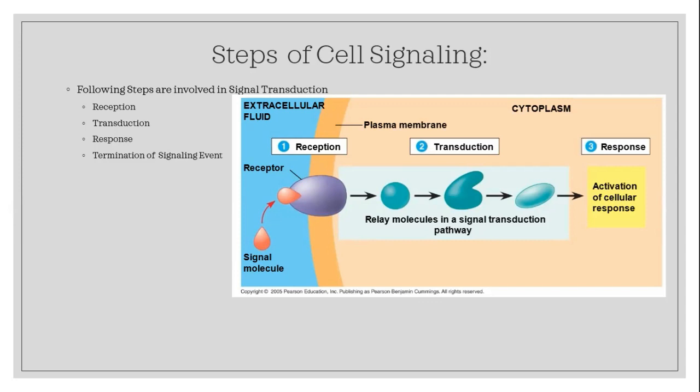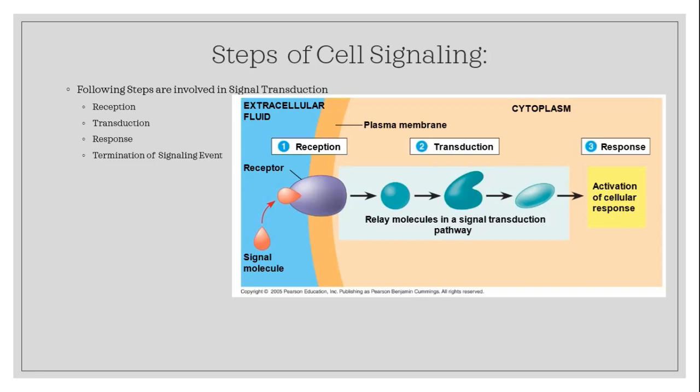This cellular response can be a change in gene expression. This can be a change in cell shape or a change in division pattern. This can be any response that depends on the cell signaling pathway. So there are three basic steps: reception, transduction, and response. Reception involves a receptor. Transduction involves many molecules which are also known as secondary messengers.